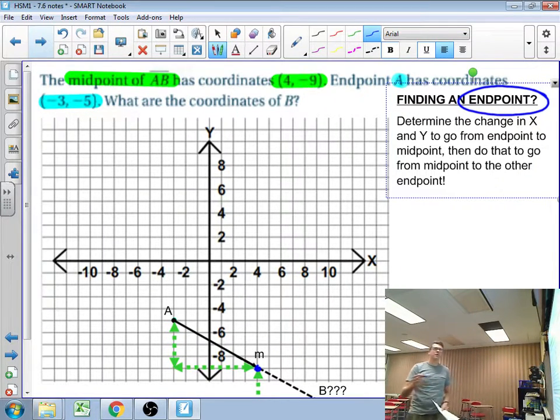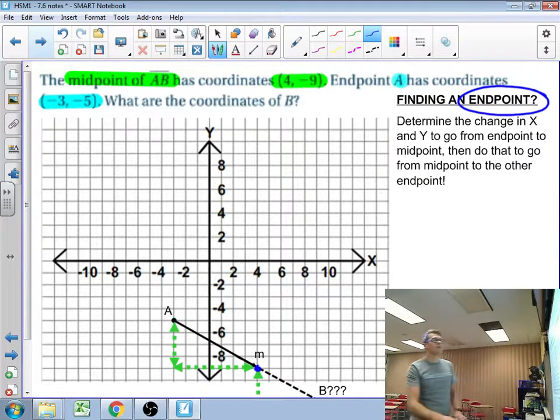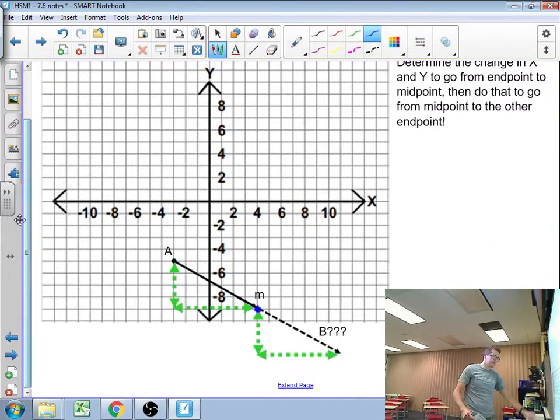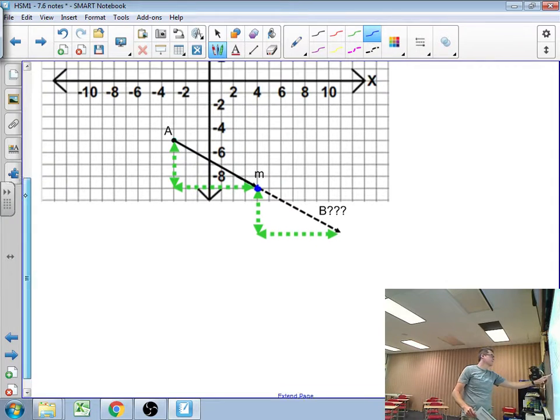And endpoint A, there we go. Endpoint A has coordinates of -3, -5. So I went ahead and showed A as well. It says, what are the coordinates of B? Now, what you can't see right now completely is a really nice representation that will help you think about this.